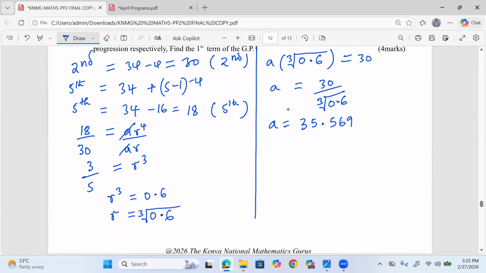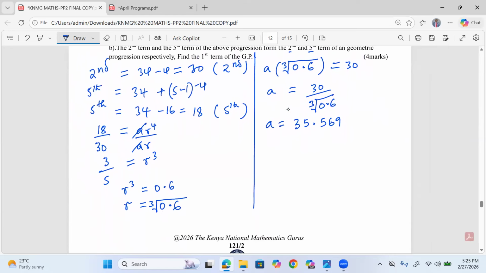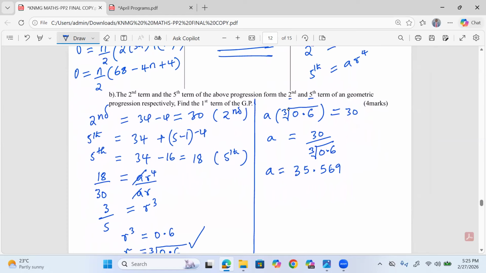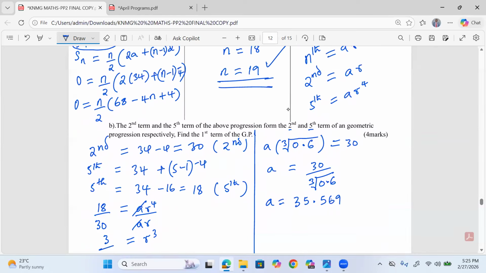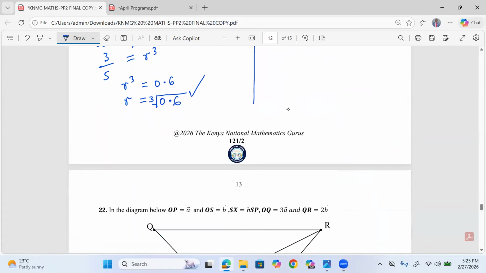So that is how the question is supposed to be done. It's a very good question. That is now the first term. First term times R should give us 30.